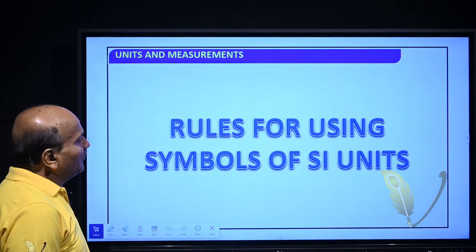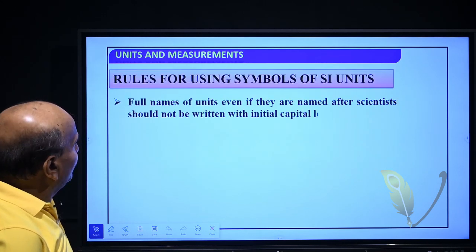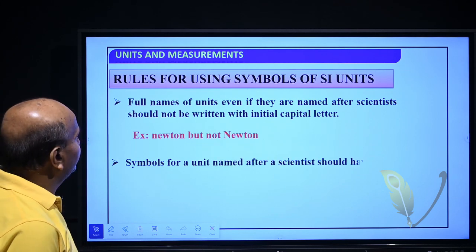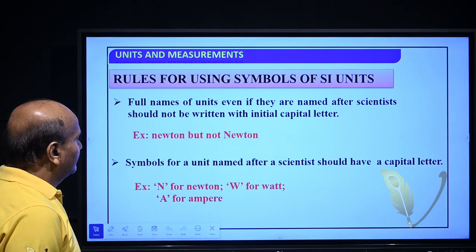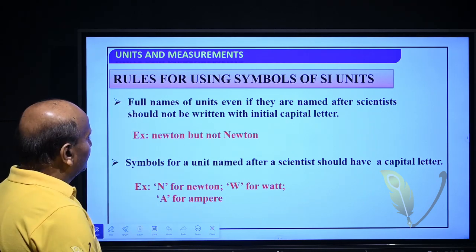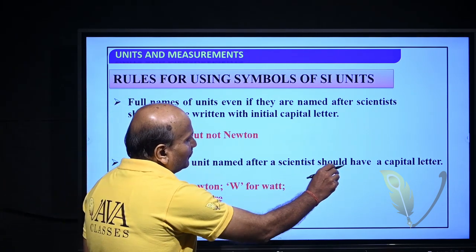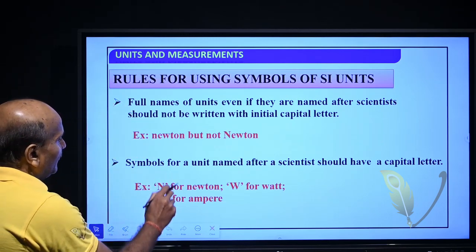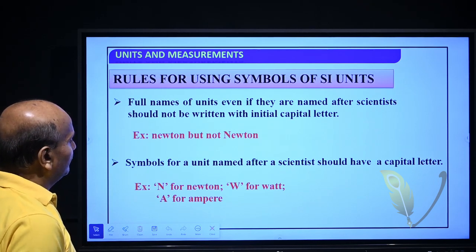Now let us see the rules for using symbols of the SI units. Full names of units, even if they are named after scientists, should not be written with an initial capital letter. Example, newton, but not Newton. Symbols for a unit named after a scientist should have a capital letter. Example, N for newton, W for watt and A for ampere.